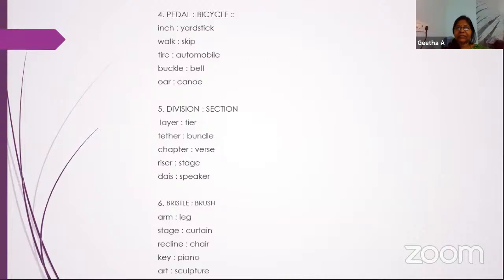Now you will go to the fifth one and see division and section. So division, section. So we have layer, tier; tether and bundle; chapter, verse; riser, stage; dais and speaker. Some say tether and bundle, some say chapter and verse. Art and sculpture. Session and chapter. Okay, tether and bundle.